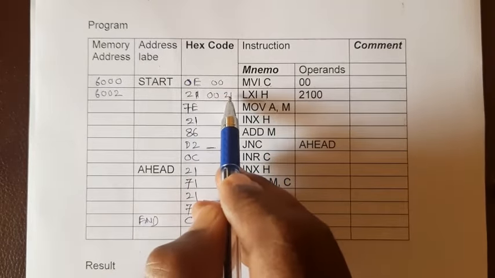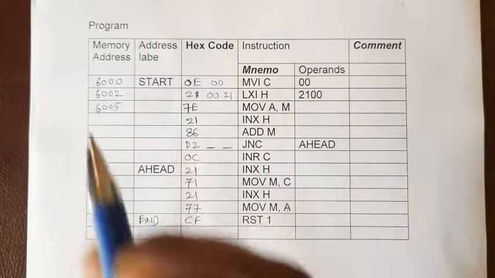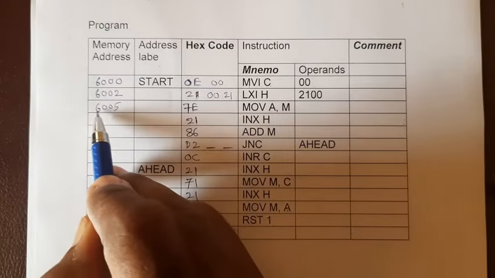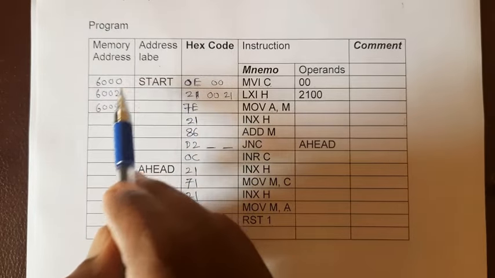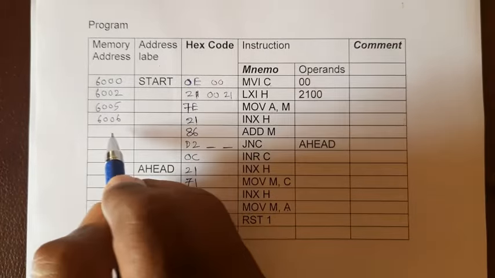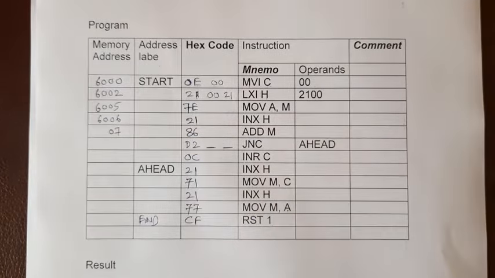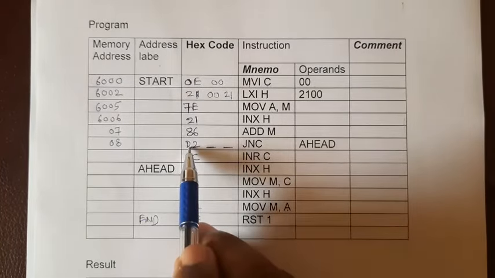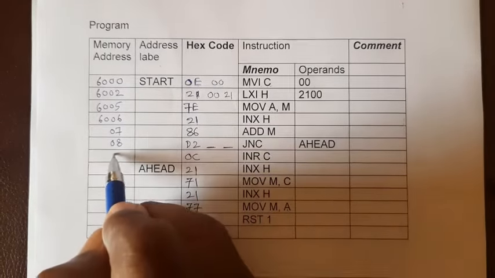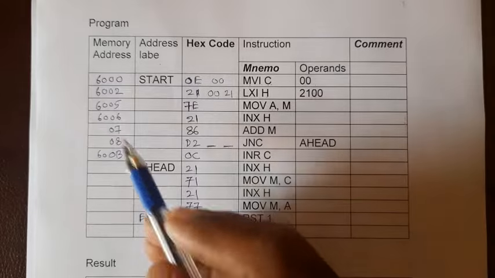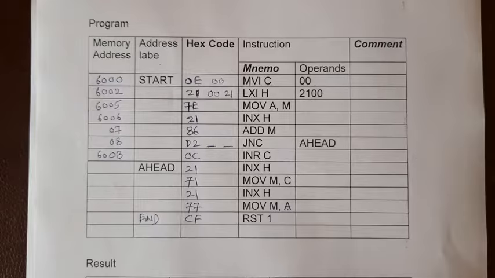Then 2, 3, 4. I will have to begin the next instruction, that is move M to A with hex code 7E, at 6005. Therefore 0, 1, 2, 3, 4, 5. Then I will write here 6006. Now I will write simply 07. 60 is as it is. This is a single-byte instruction. This is 78. But now remember that this is a 3-byte instruction. Therefore 6008, 09, 0A, and this will be at 0B. It is 600B.